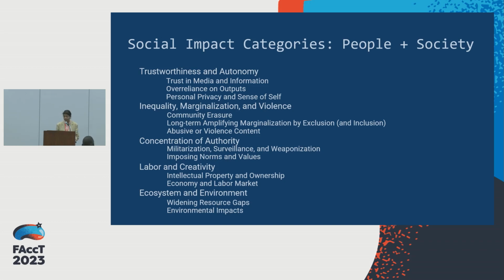Oh yeah, if you can't see them, the 5 categories are trustworthiness and autonomy, inequality, marginalization, and violence, concentration of authority, labor and creativity, and ecosystem and environment. And then there are subcategories within each. So for trustworthiness, you'd maybe think trust in media and information and privacy. And inequality and marginalization, we're thinking community erasure, abusive or violent content, and concentration of authority, militarization, and imposing norms and values. In labor and creativity, thinking intellectual property, economy and labor impacts, and ecosystem and environment, thinking widening resource gaps such as compute and environmental impacts.